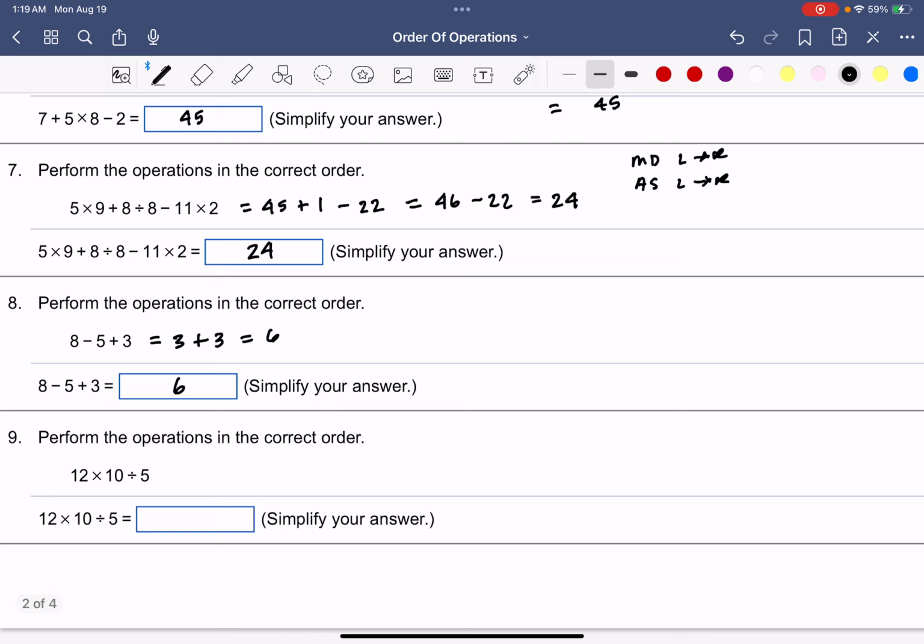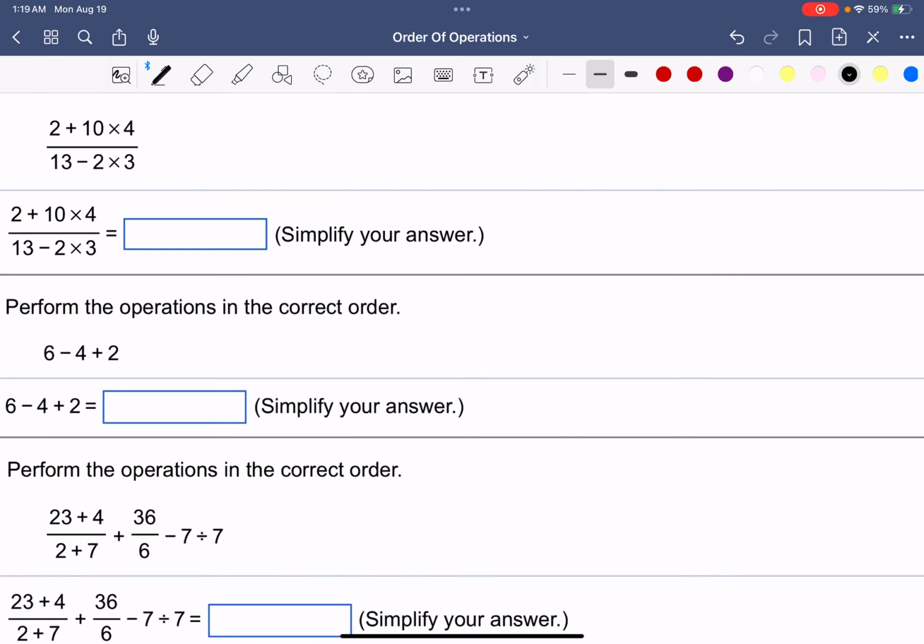Example 9. I've got to multiply and divide. I'm going to go left to right. So 12 times 10, 120, divided by 5 is 24. 120 divided by 5 is 24. So our final answer there is 24. I'm working left to right.